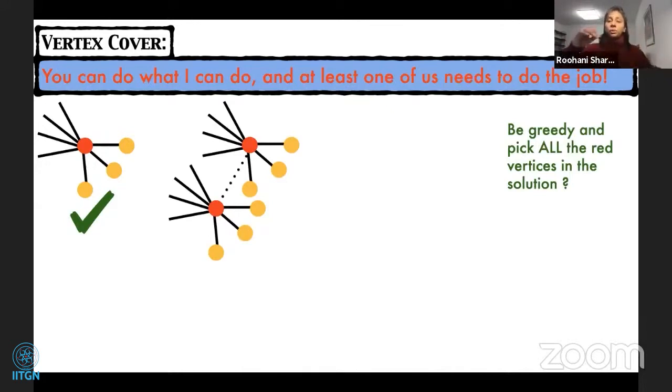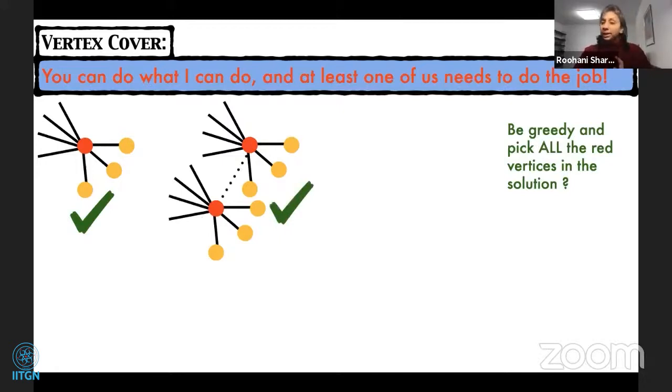Suppose we have a collection of red vertices which may or may not be connected by an edge, and then they have a bunch of yellow vertices hanging down from them. In this example, again, we can choose to pick all the red vertices. The yellow vertices can delegate their job to the red vertices, and it is fine to greedily pick all the red vertices in the solution.